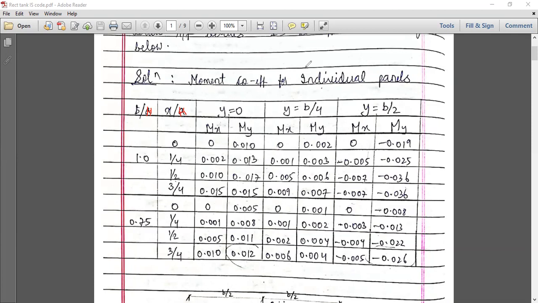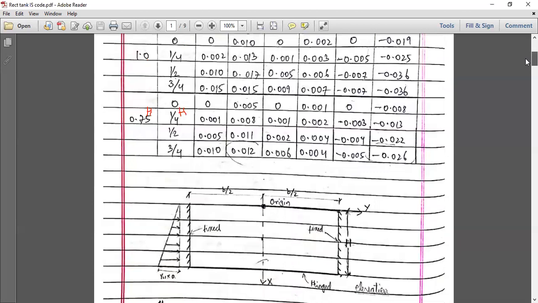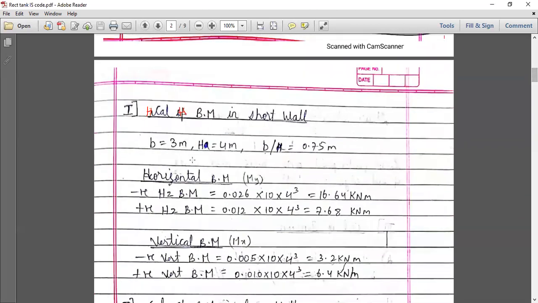Now, first we will find out this ratio. On the basis of that, then we will select the coefficients. The maximum coefficient we will have to select. So here see, for short wall, B will become 3 and h is the total height. So B by h is 0.75. And then we will find out the horizontal bending moment. Okay, so horizontal bending moment is nothing but My. So in that, again, we will find out the negative bending moment and the positive bending moment. Negative means at the support, positive means at the midspan.